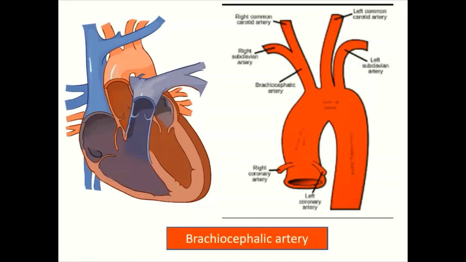Next one is the brachiocephalic artery. The arch of the aorta has three branches. The first one is the brachiocephalic artery. In the middle, it is called the left common carotid artery. So here is the left common carotid artery, or this one in this diagram. And the other one is the left subclavian artery. So here is the left subclavian artery, or this one.